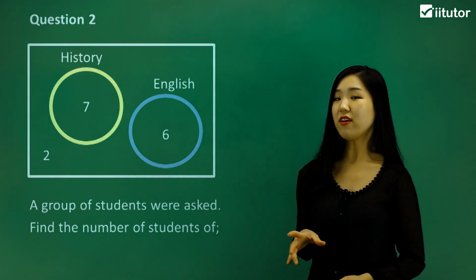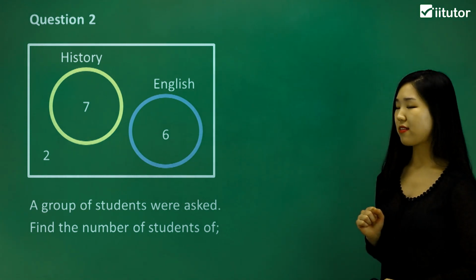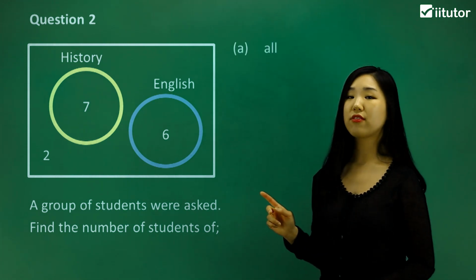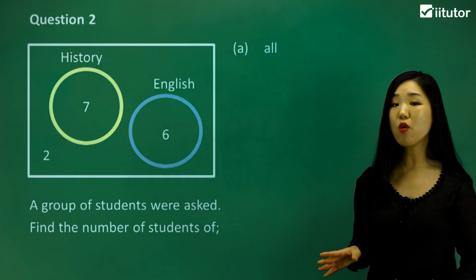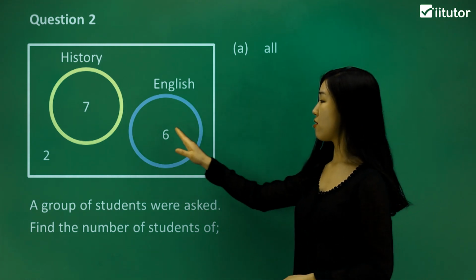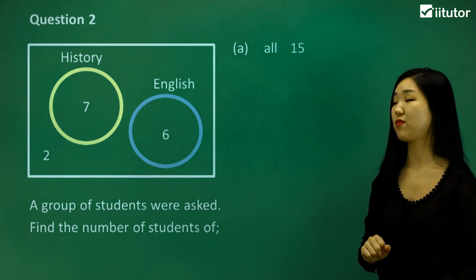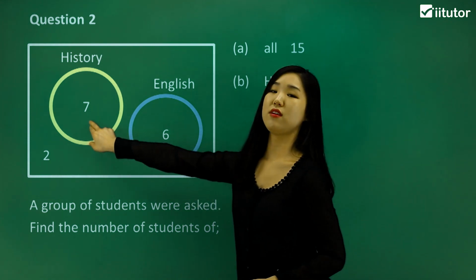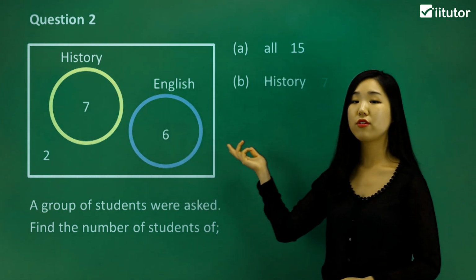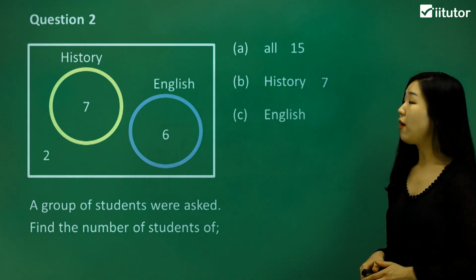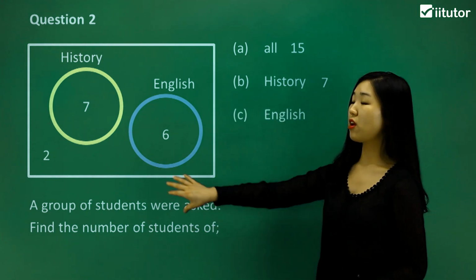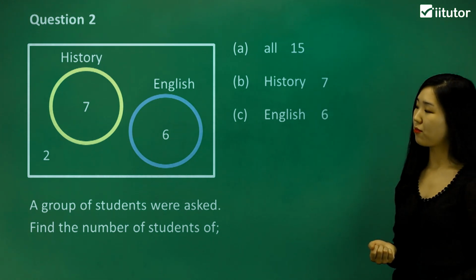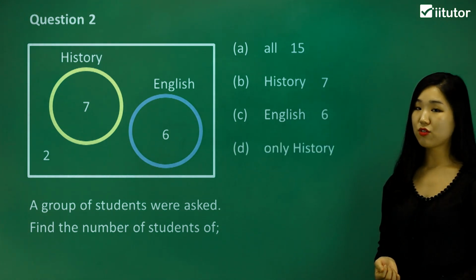Again, it's the same kind of context, but let's try to answer the questions this time. Find the number of students of, firstly, all. Again, remember guys, all means all the numbers added together, so 6 plus 7 plus 2 would give us 15. Now B, just history. History is just these people within the history circle, so it's only 7. Now English are the students that are in just this circle, which is 6. 6 people do English.